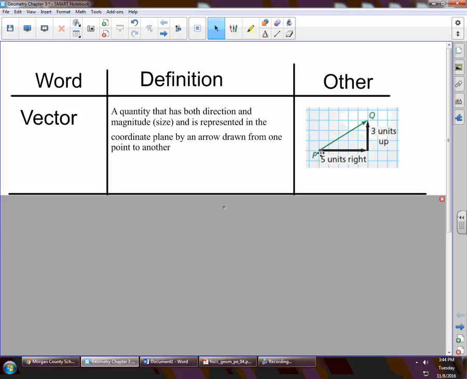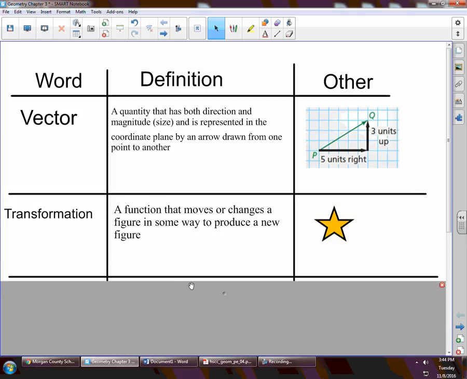P is the starting point. The fancy name for that in the book is the initial point. And Q is the end point, and the fancy name for that is the terminal point. We will go over in class how it's labeled, but we read this as vector PQ. The vectors that we're going to use help us with types of transformations, and that's big in this chapter. This whole chapter is about transformations.